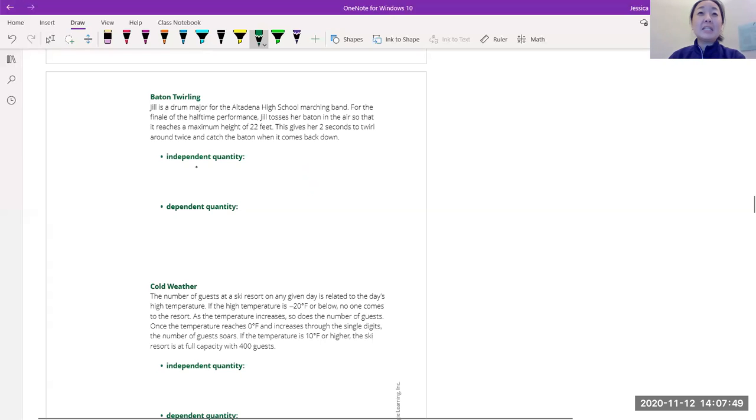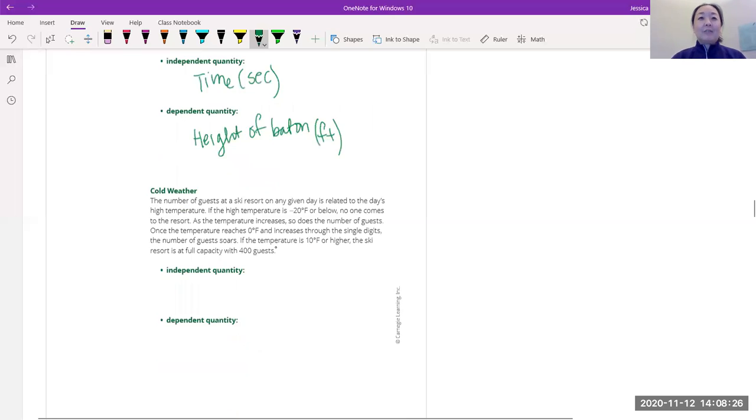So what is the independent and dependent? I noticed time, right? So there's time here that's going on. Time in what? Time in seconds, because it says seconds. And then what's the dependent? Depending on the time, that's going to determine the height of that baton, right? So we're going to say height of baton. And what is that measured in? Feet. A lot of things are measured in feet. If we were anywhere else in the world, it would be in meters or centimeters.